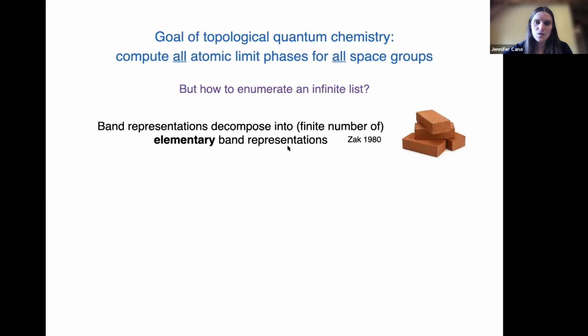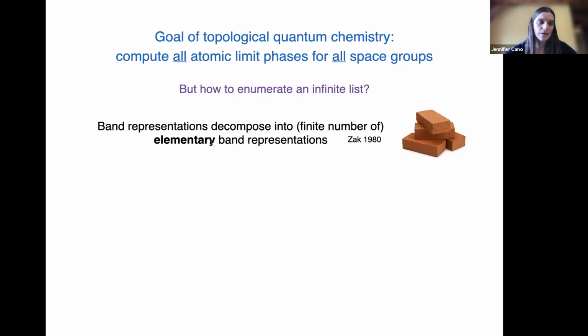And the necessary leap that we need to make is that actually we don't need to compute all atomic limits. We just need to compute a finite subset of them, which we call elementary band representations. And from this finite subset, every other atomic limit can be thought of as a linear combination of these. So that's the key step. These elementary band representations, which you might have heard of in the literature, give us a basis set of atomic limits from which every other atomic limit can be built.